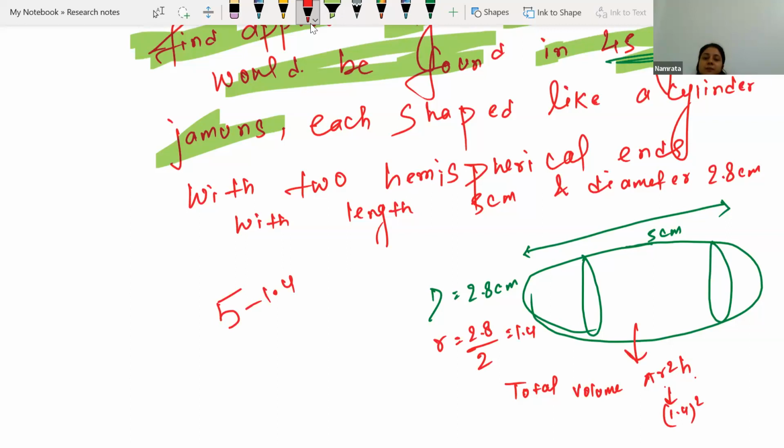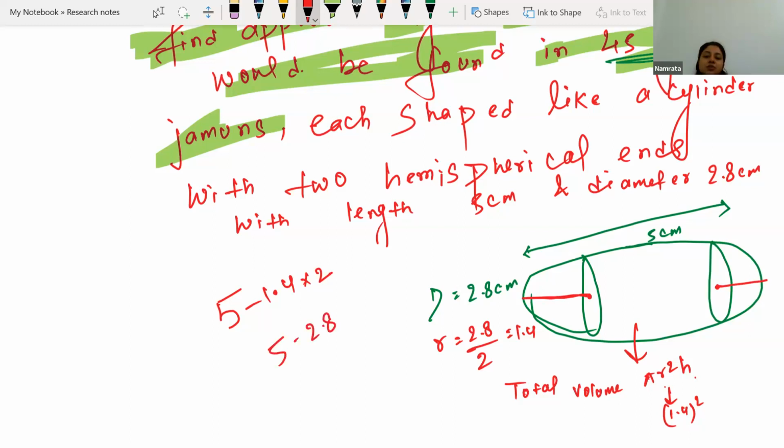No, ma'am, 5 minus 2.8. Yeah, exactly, 5 minus 2.8 because we are having two hemispheres. So here we are having one radius and here we are having one radius, and we just need to find the height of this cylinder. So from the right hand side and left hand side, we have to subtract the radiuses. So obviously it will be 5 minus 2.8 and that will give the height of the cylinder.